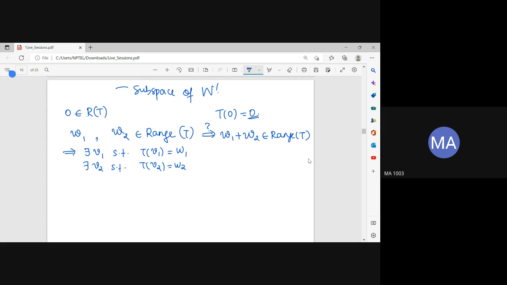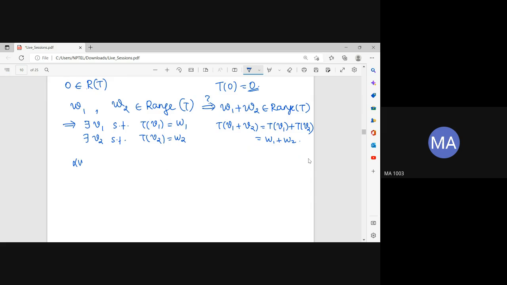How will I prove that? I need to find a pre-image for this, right? Can you find a pre-image? Can we say directly that T of V1 plus V2 goes to T of V1 plus T of V2? Yeah, it's because it's a linear transformation, we can do this. So I have found a pre-image for W1 plus W2, right? V1 plus V2 is the pre-image, which means W1 plus W2 belongs to the range, right?